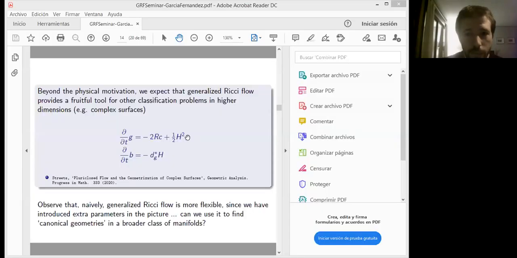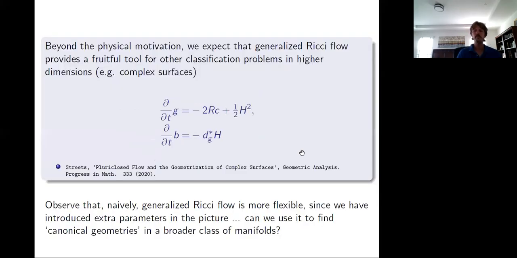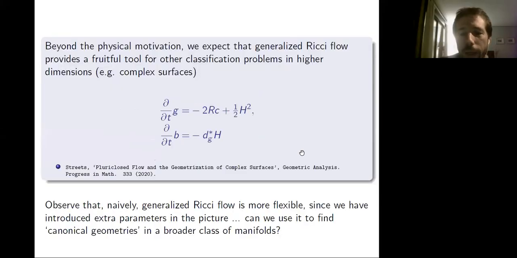Let me go back to the place where I was, which is here. Okay, so recall that I was trying to compare Ricci flow with generalized Ricci flow to see that these give us some more freedom.